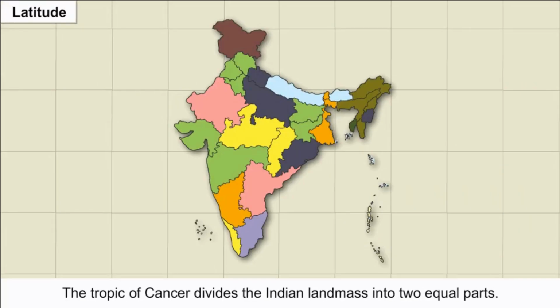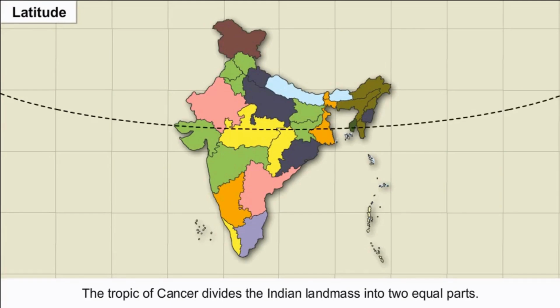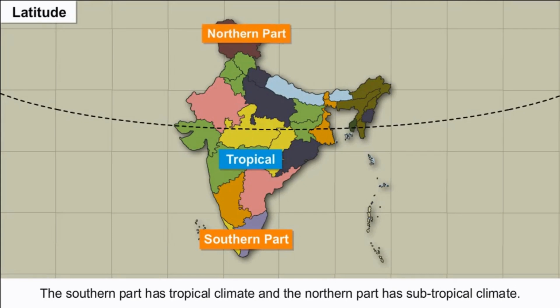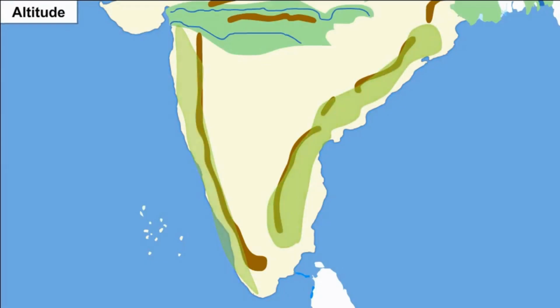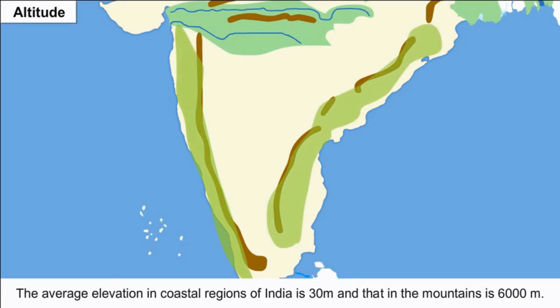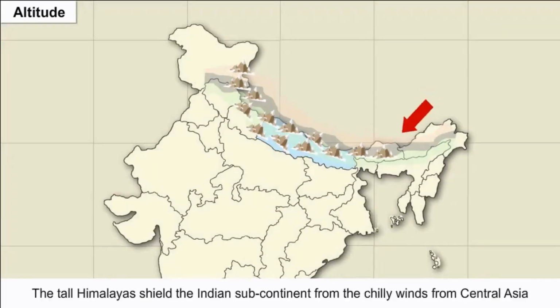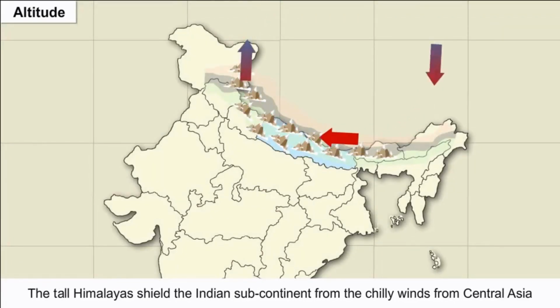Latitude. The Tropic of Cancer divides the Indian landmass into two equal parts. The southern part has tropical climate and the northern part has subtropical climate. Altitude. The average elevation in coastal regions of India is 30 meters and that in the mountains is 6,000 meters. The tall Himalayas shield the Indian subcontinent from the chilly winds from Central Asia.